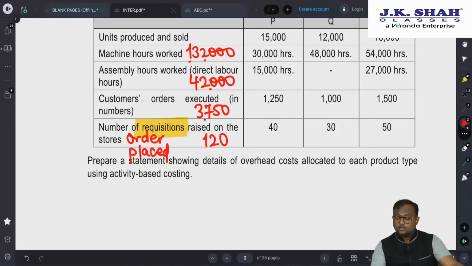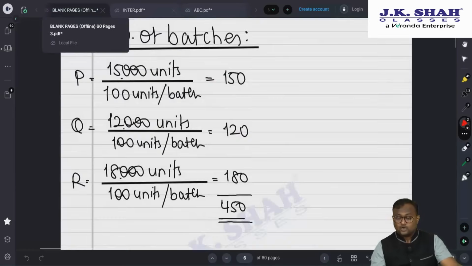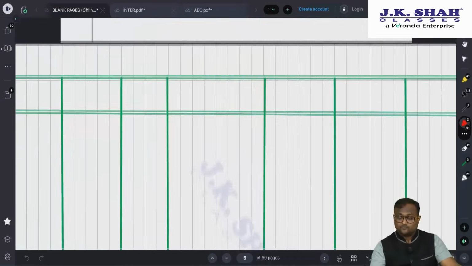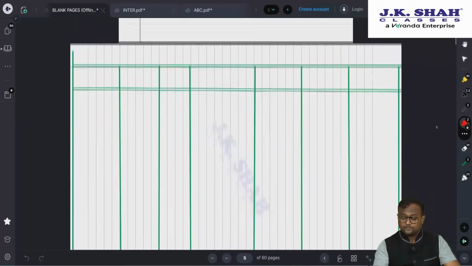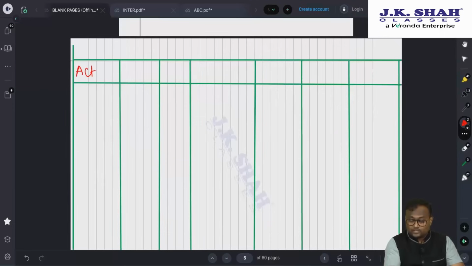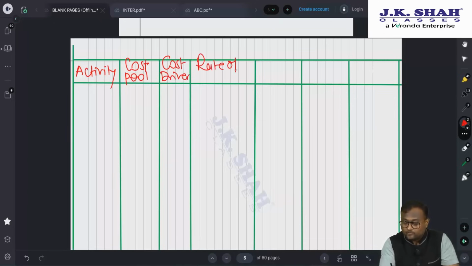Prepare a statement showing detailed overhead costs allocated to each product type using activity based costing. Now, when you follow activity based costing, you need to understand the simple format. Your first column will always be an activity column, where all expenses will be recorded. We have 6 different heads, so 6 different expenses. Then the cost pool, which is the total cost considered. Then we need the base, also known as cost driver. Then we calculate the rate of cost driver.